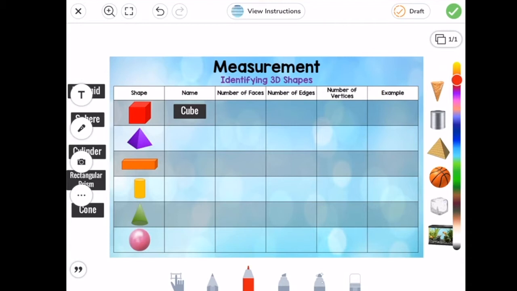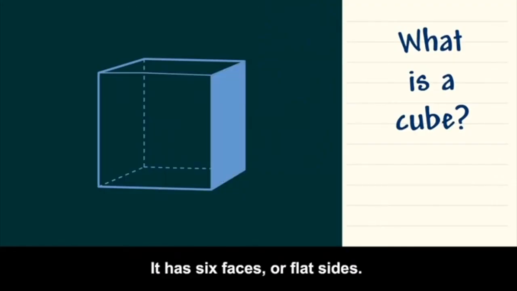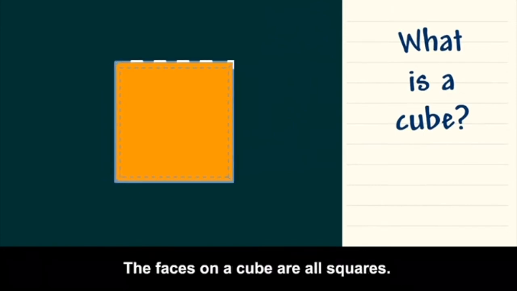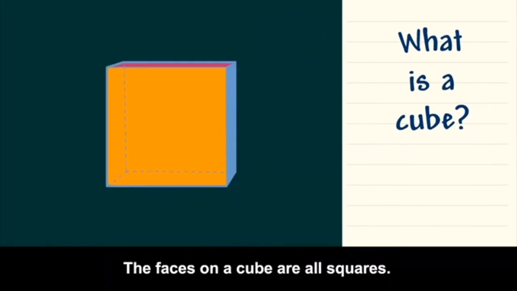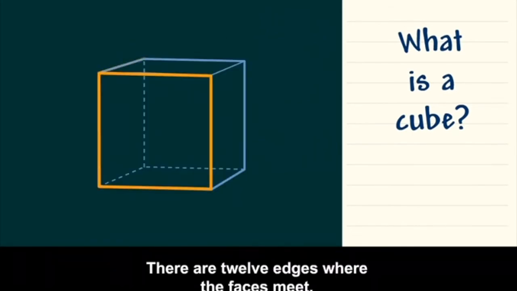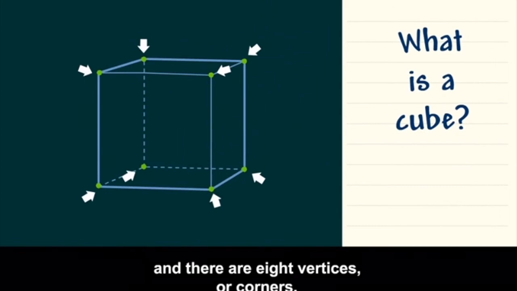Ooh, you know what? I forget how many faces a cube has. Maybe I should go back and listen to the Brain Pop Jr. again. A cube is a solid shape. It has 6 faces or flat sides. The faces on a cube are all squares. There are 12 edges where the faces meet, and there are 8 vertices or corners.